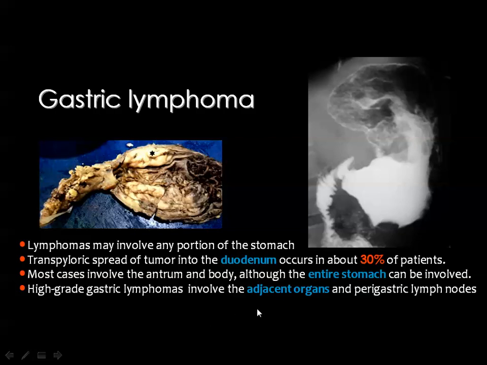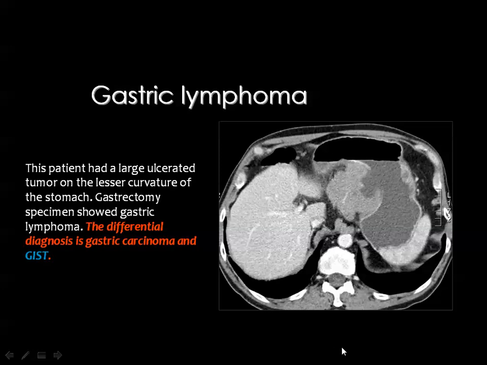And you remember that lymphoma affects any portion of the stomach, and the lymphoma may extend from the stomach into the duodenum in about 30% of cases, and may also, in aggressive cases, invade the adjacent structures. The focal appearance of lymphoma is not an easy presentation for diagnosis, because this is usually mistaken for the commonest gastric carcinoma, and also may be mistaken for GIST tumors.